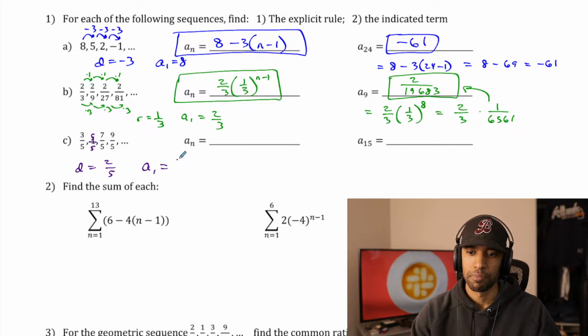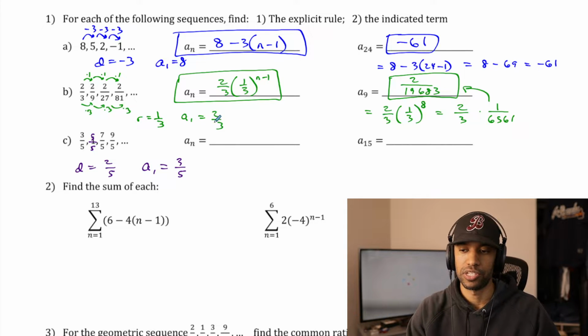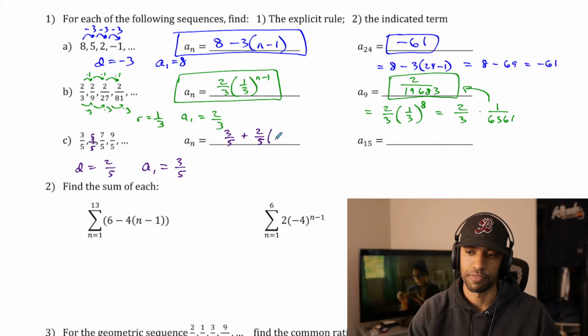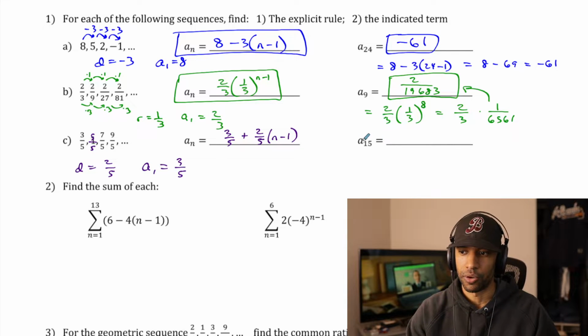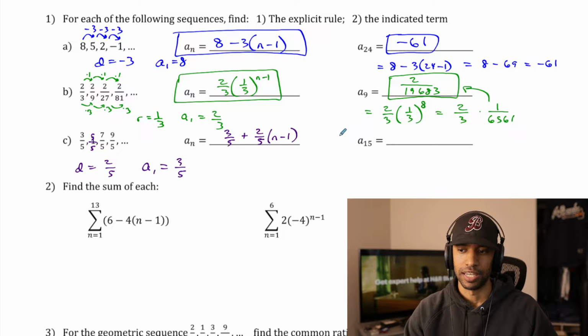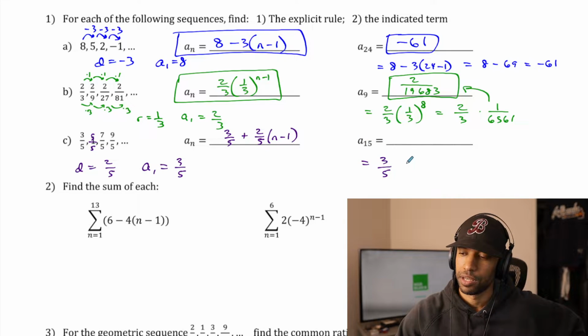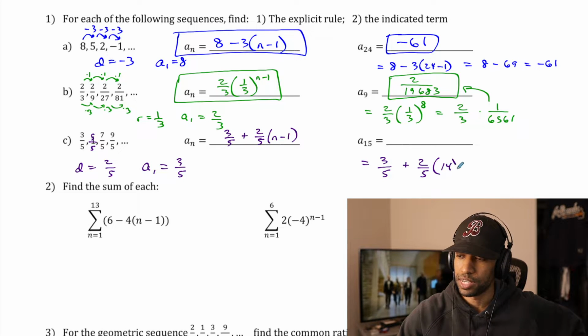A sub 1 being 3/5. This is an arithmetic sequence with a common difference there. Starting from the first term, let's add, and it is adding, let's add that 2/5 n minus 1 times. To find the value of the 15th term, we are going to go ahead and substitute 15 in for n. So let's do it. That's going to give us 3/5 plus 2/5 times 15 minus 1 is 14.